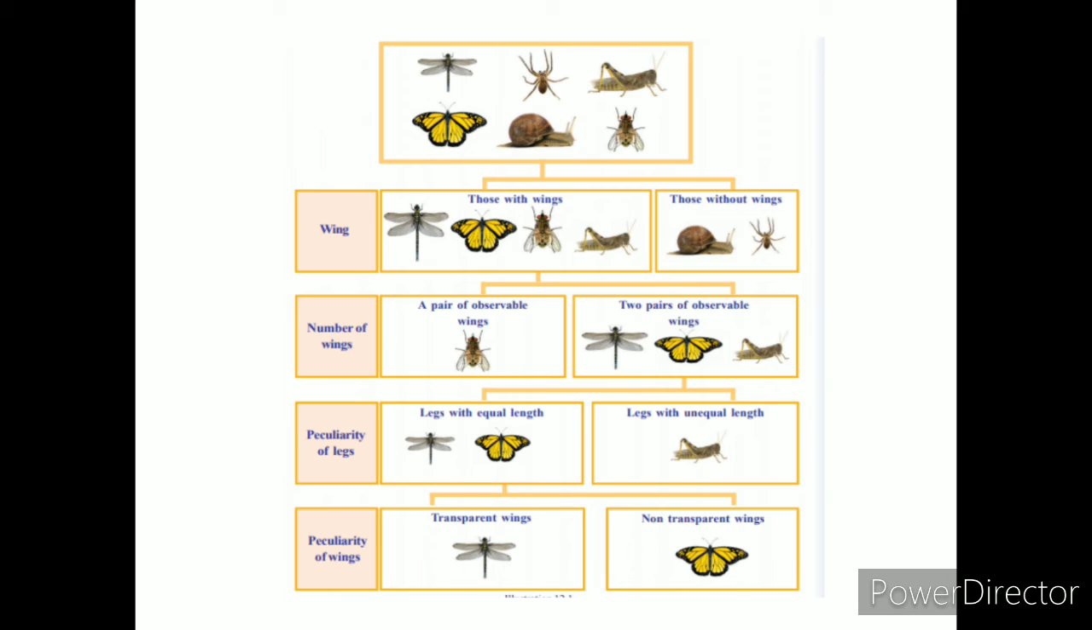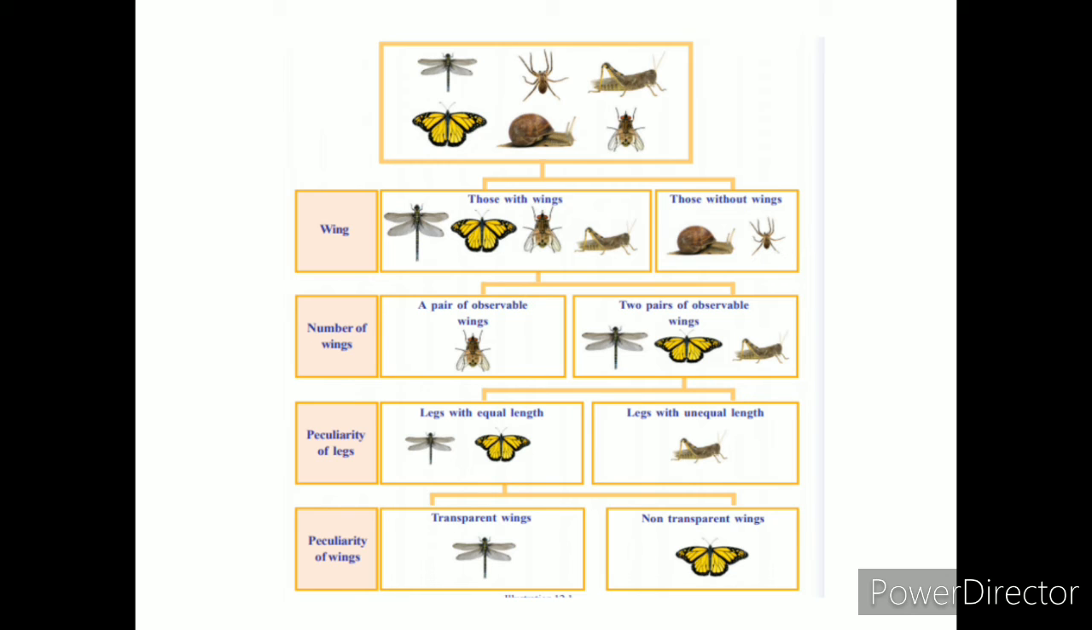So here you can see that these animals are first classified based on the presence of wings. By looking for the presence of wings, the animals included are the dragonfly, butterfly, housefly, and the cricket. And those without wings are snail and spider. Then considering the number of wings among the first category, the housefly is having only a pair of observable wings, but others such as dragonfly, butterfly, and the cricket are having two pairs of observable wings.